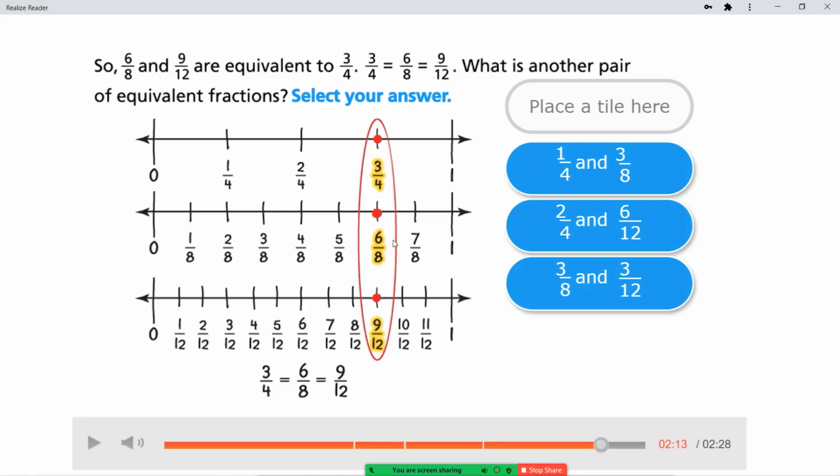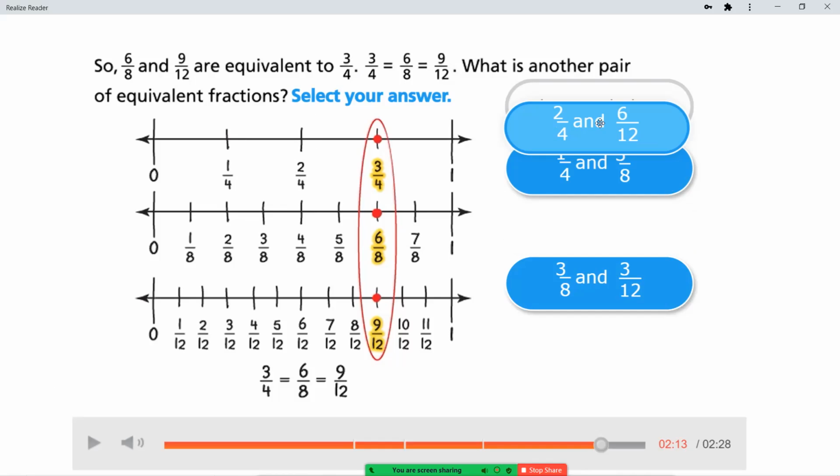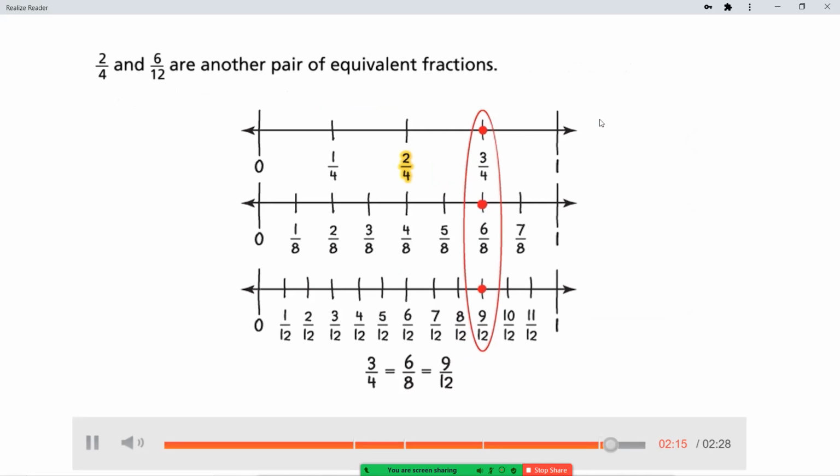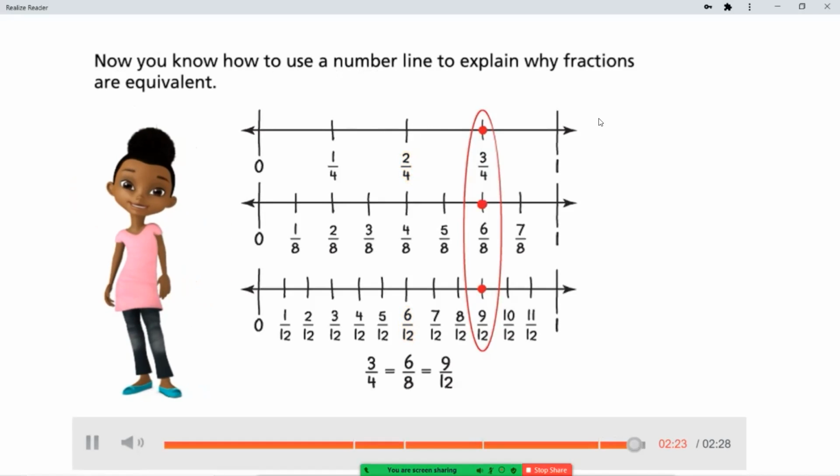So let's take a look at our fraction line. We want to see which other ones are equivalent. Our first option is 1/4 and 3/8. We can see that 1/4 and 3/8 do not line up. Let's try another one. 2/4 and 6/12. That one does line up. So we can go ahead and drag our 2/4 and 6/12 to be our other pair of equivalent fractions. 2/4 and 6/12 are another pair of equivalent fractions. Now you know how to use a number line to explain why fractions are equivalent.